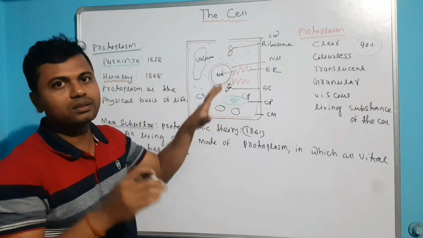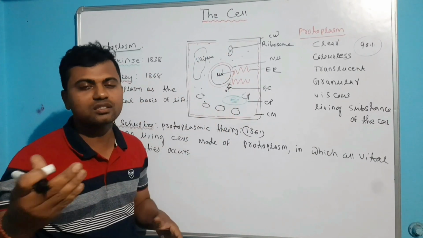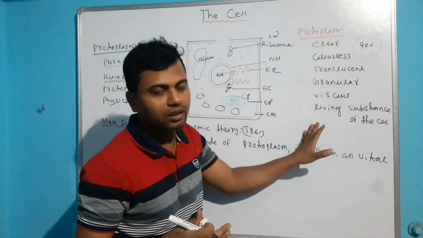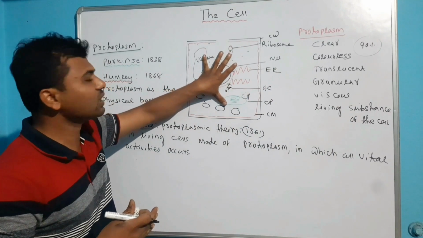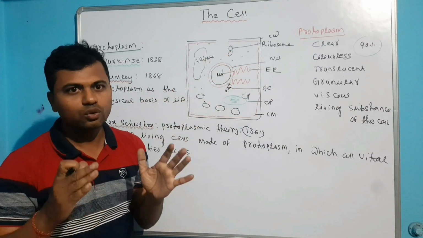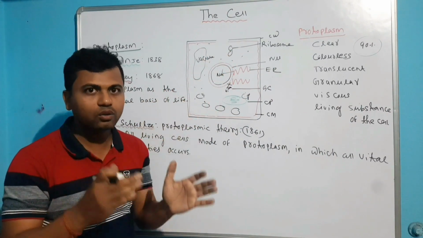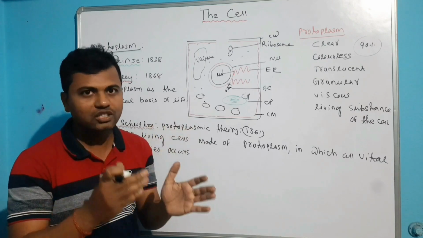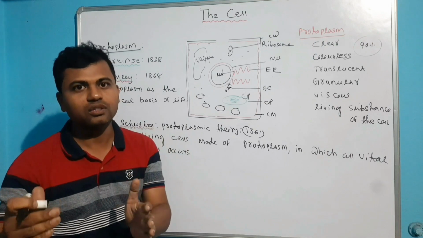The next is the word we have already discussed. This is the cytosol. If we remove all the cell organelles here, the remaining portion of the cell is known as the cytosol. So this video is specially made to understand some confusing terms of plant cells like protoplast, protoplasm, cytosol, etc.